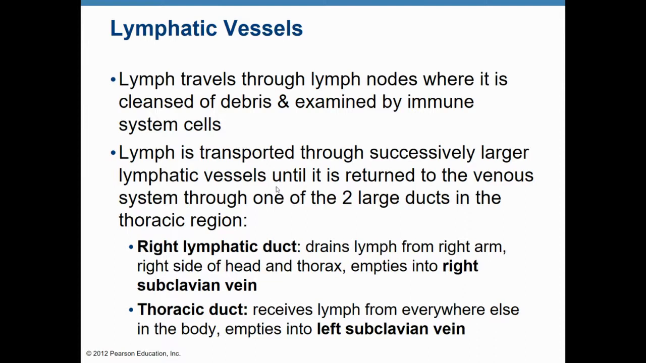The other large duct that is going to receive lymph is called the thoracic duct. And the thoracic duct is going to drain everything on the left-hand side of the body, as well as the right side of the body below the diaphragm. So the right lymphatic duct only drains the right side above the diaphragm. The thoracic duct is going to drain everything else.